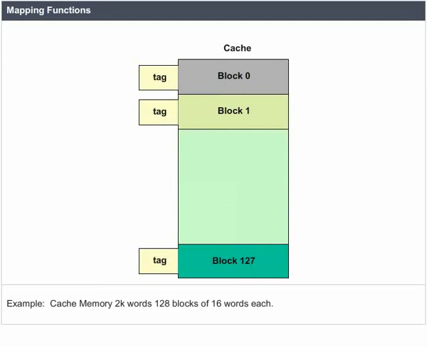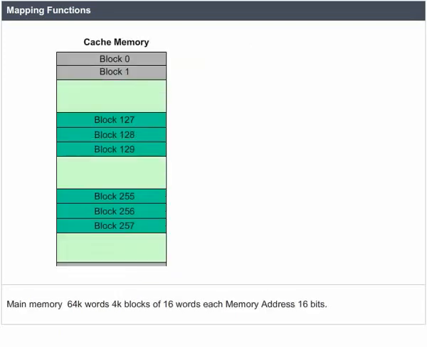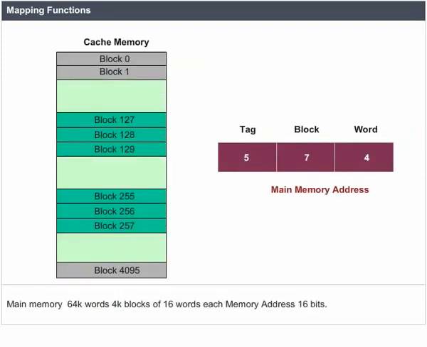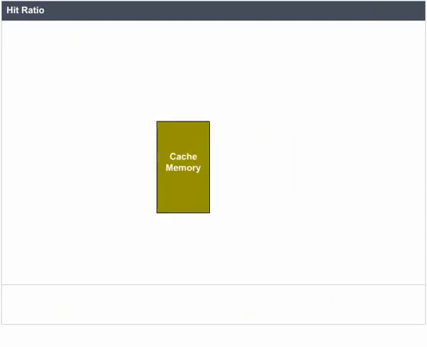Mapping functions. Example, cache memory: 2000 words, 128 blocks of 16 words each. Main memory: 64,000 words, 4,000 blocks of 16 words each. Memory address: 16 bits.